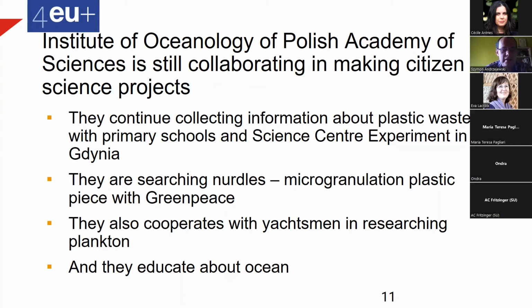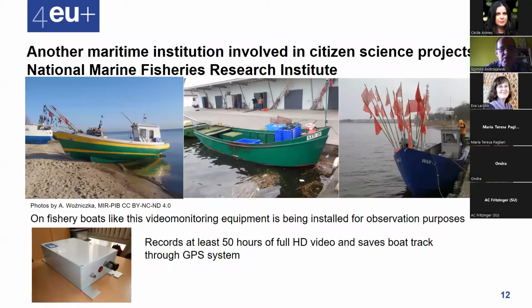And this is not the only institution that is making citizen science in our Pomorskie region. Another maritime institution involved in citizen science is the National Marine Fisheries Research Institute. Their research is mainly connected with cooperation with a special occupation, with the fishermen. This is also an example of citizen science, and how they cooperate with people that are doing their everyday work at the small boats. But this is a different type, because only in some cases only this particular occupation can help.